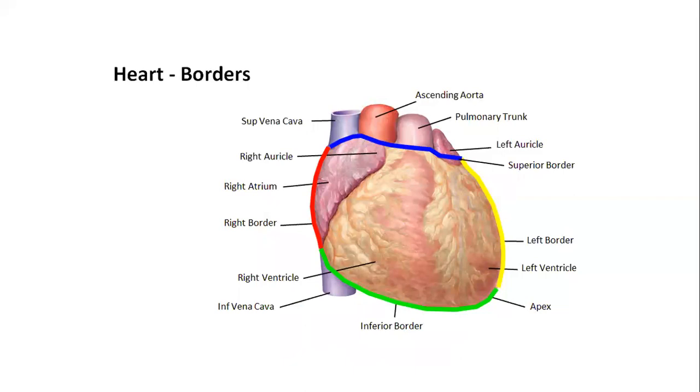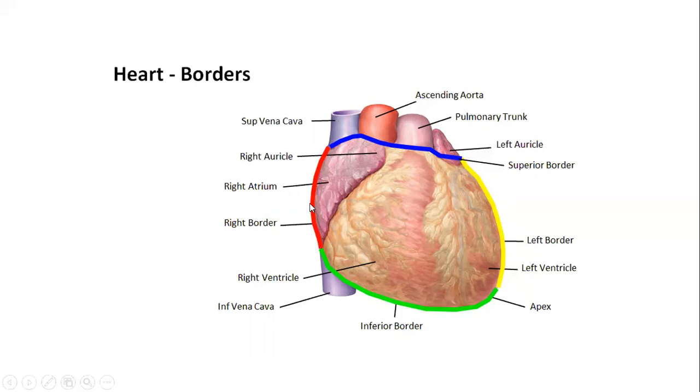So the borders of the heart include a right border. Here in the red is shown the right border, in the green the inferior border, in the yellow the left border, and in the blue we are being shown the superior border. So we have a right and left border, superior and inferior borders. Right border is slightly convex.